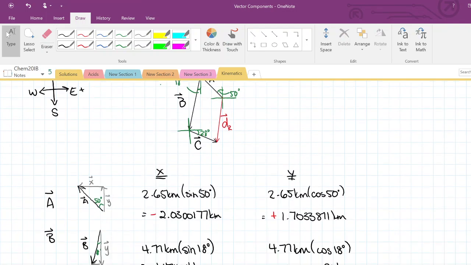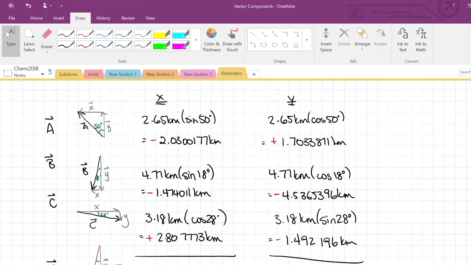Now I'm going to do the same thing with B and C. B, I had drawn like this, pointing down, and I had referenced that 18-degree angle. So if this is the start, the tail is always the start. I need to get to the finish. So I'm going to draw a vector pointing due south. That's my y-axis. And then I have to draw a vector pointing due west in order to get to the finish. And that's my x.